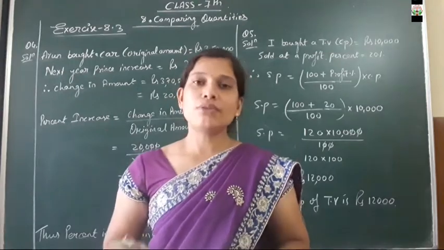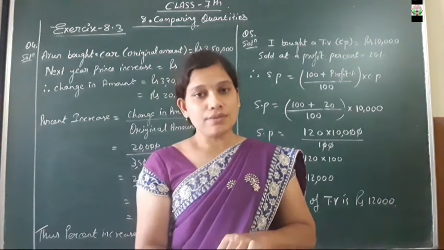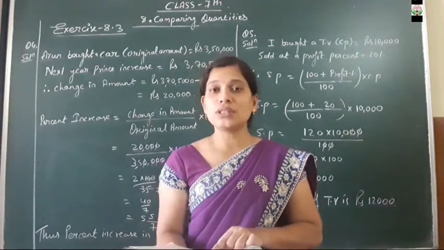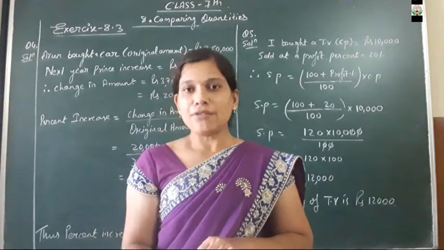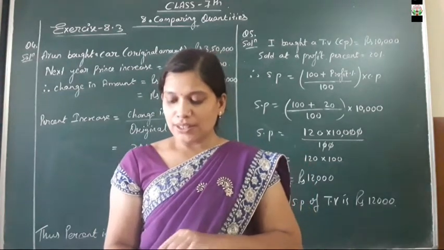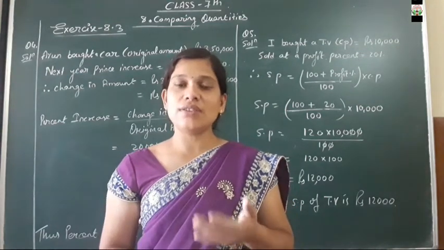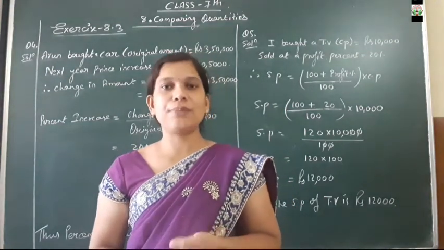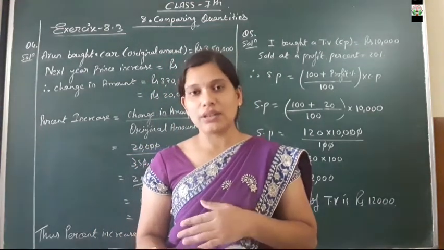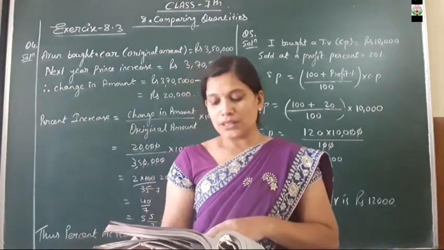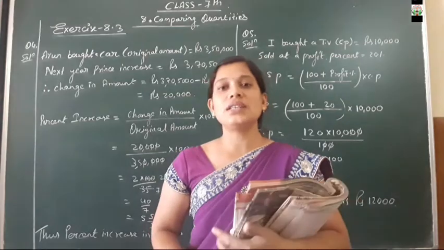What question number 4 says is: Arun bought a car for rupees 3,50,000. What is the cost price of the car? The cost price of the car is 3,50,000 rupees. Next year the price went up to rupees 3,70,000. That means if this year the price of the car is 3,50,000, next year it increases to 3,70,000. What was the percentage of the price increase? So here we have to find the percentage increase.